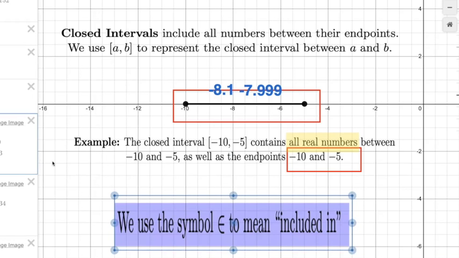It's also important to know this symbol, which looks like an E that's partially erased. I think of this as C for contained in, because what it means is when I look at this interval, this number is in it, is part of it.